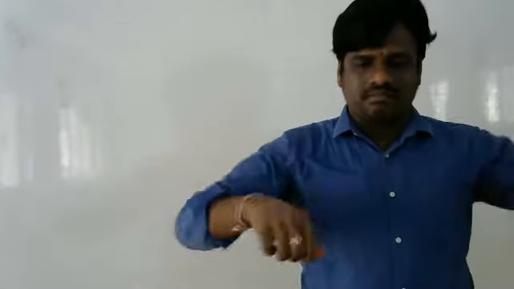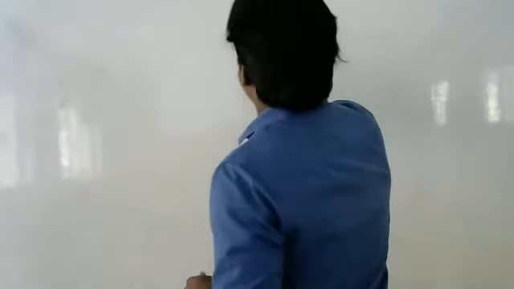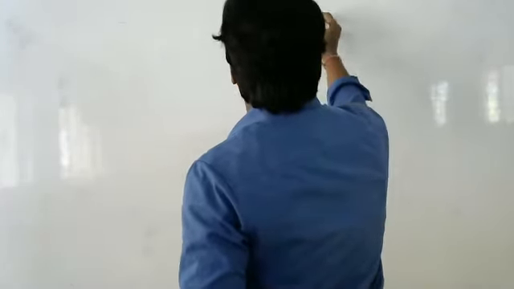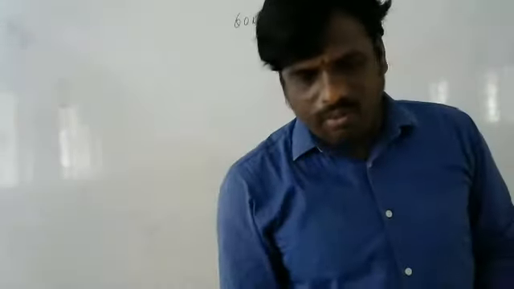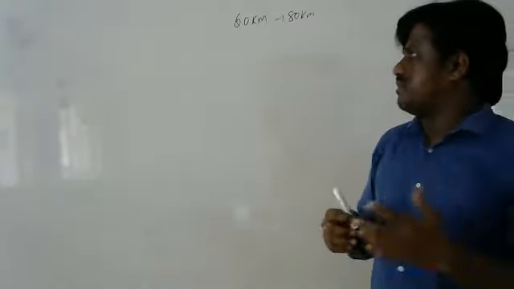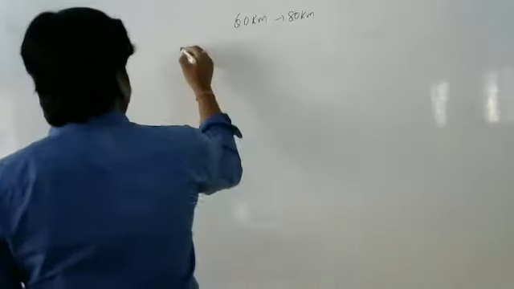He started, and his speed is 60 kilometers per hour. Otherwise, 80 kilometers per hour is going on. He is a bike rider, one boy going on a bike at 60 to 80 kilometers per hour. Let us see this graphically, and imagine it.